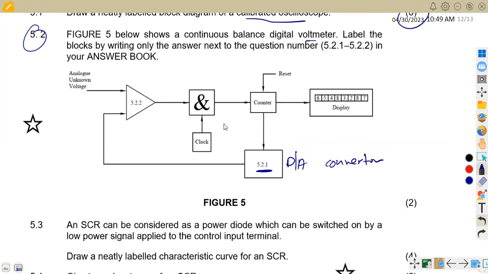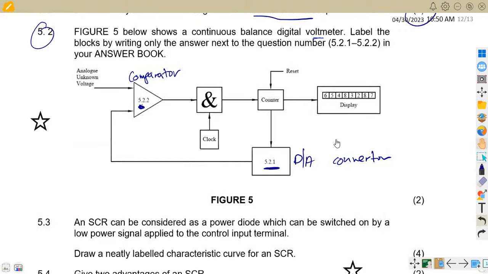And we also have 5.22 here, which is our comparator. This is where we have our comparison between the input that you are given. So that's your comparator in this case. So that was the question. So like I said, know this diagram.